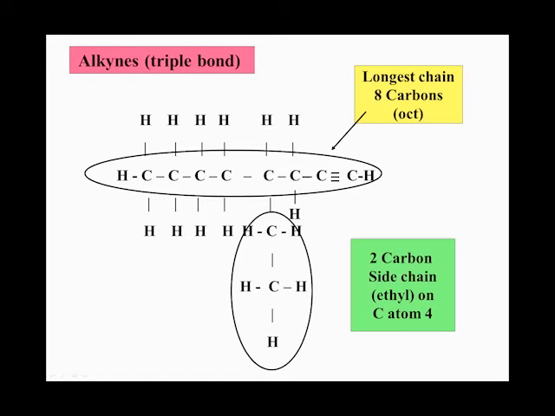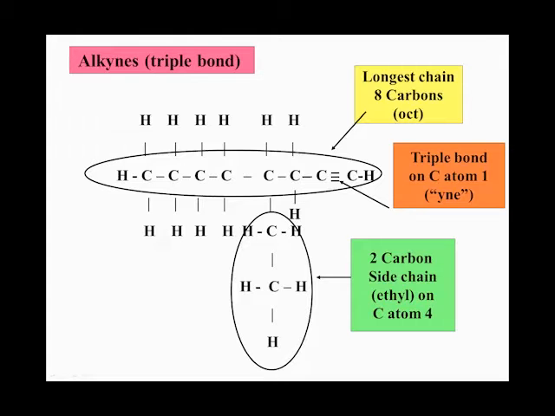Here's the side chain. The side chain is attached to the 4th carbon. And notice that it is a 2-carbon side chain, therefore ethyl. The triple bond from the shortest end of the chain is after the 1st carbon.